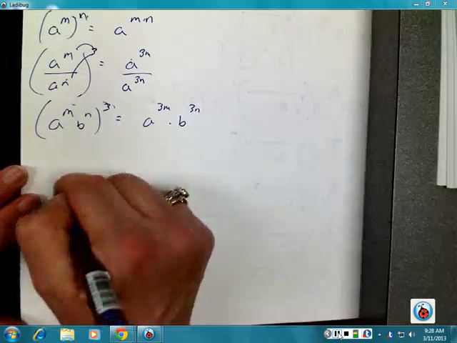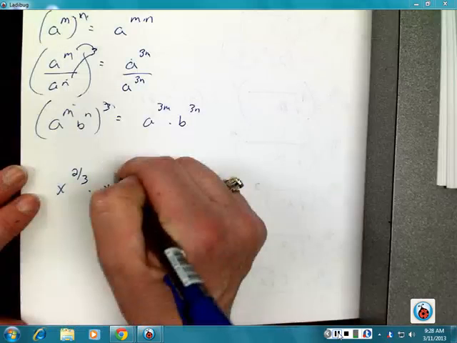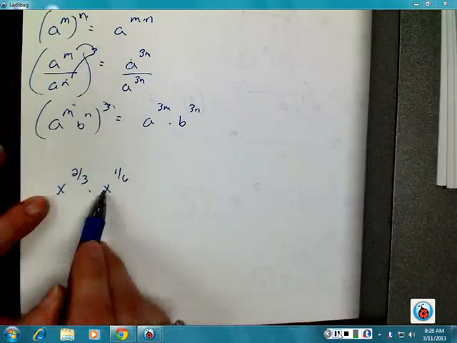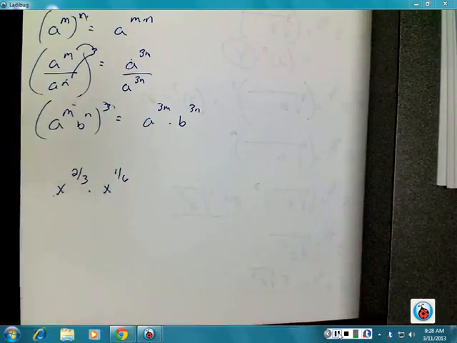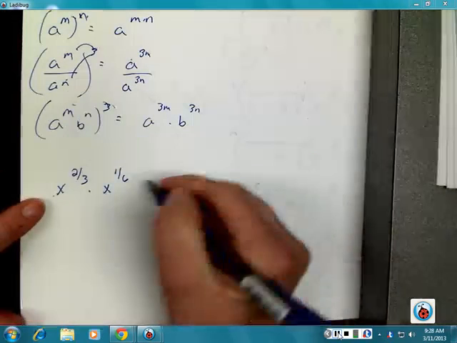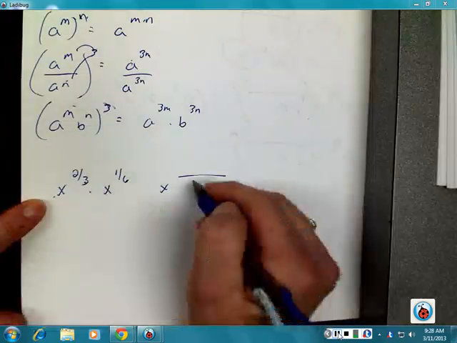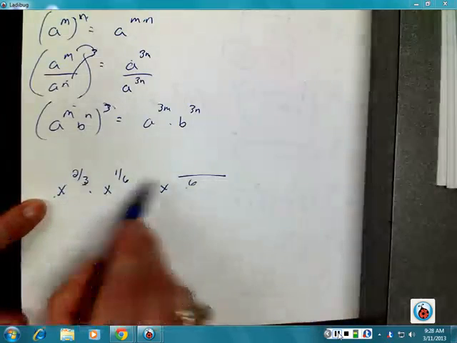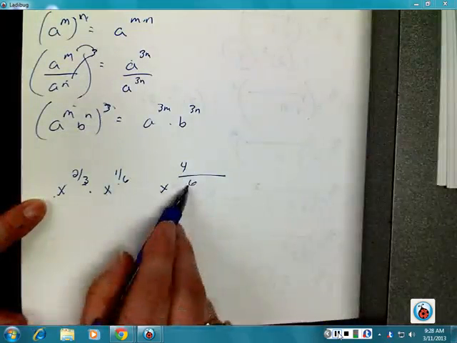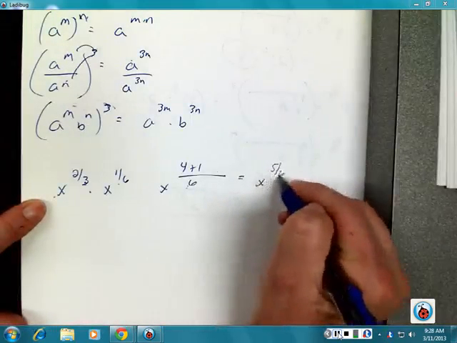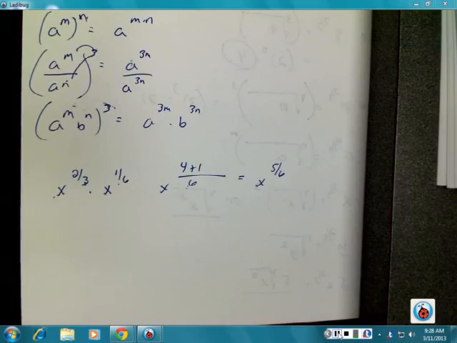So if I had x to the 2/3 times x to the 1/6, the bases are the same, so I need to do what to my exponents? Add them. So I have x, and then my common denominator between 3 and 6 is 6. 3 goes into 6 twice, 2 times 2 is 4. 6 goes into 6 once, 1 times 1 is 1. So my true answer on this is x to the 5/6, and you would leave it like that. That's what you'd end up putting into your problem.